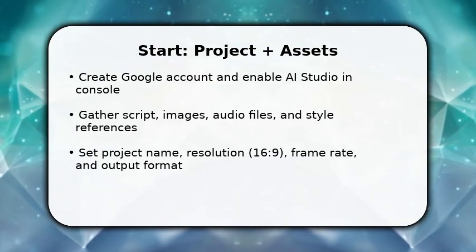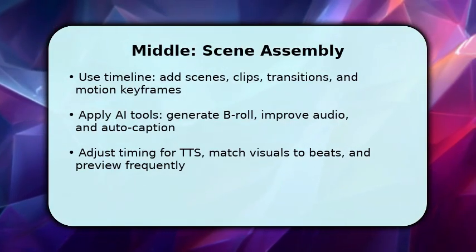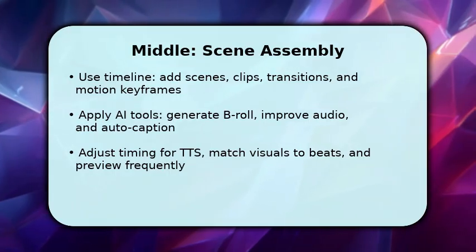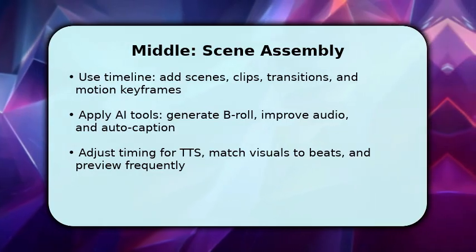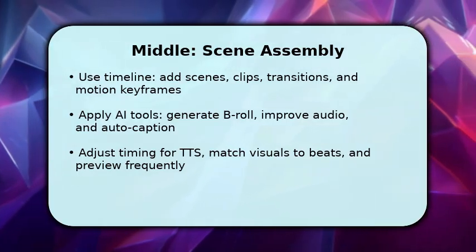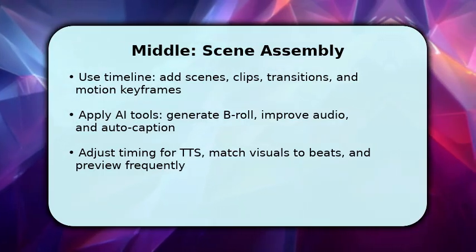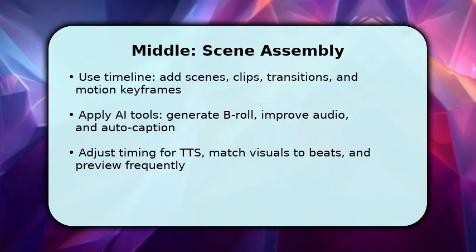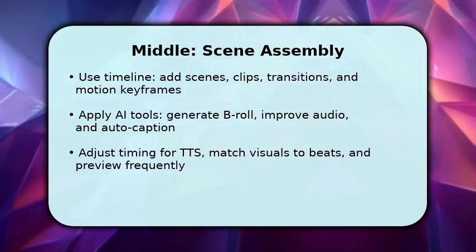You now assemble scenes on the timeline and align media to your spoken script. Use AI Studio's B-roll generator and smart trim to fill gaps. Once applied, tweak keyframes for smooth motion. Make sure to run the audio enhancer and normalize levels so voice clarity holds across cuts. When using TTS, set pauses and emphasis markers so visuals sync with speech.